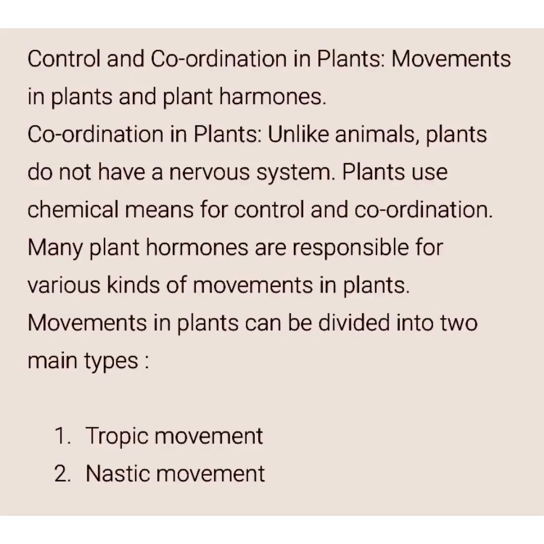As you know, unlike animals, plants don't have a nervous system. So plants use chemical means for control and coordination. Many plant hormones are responsible for various kinds of movements in plants. Movements in plants can be divided into two main types: tropic movements and nastic movements.